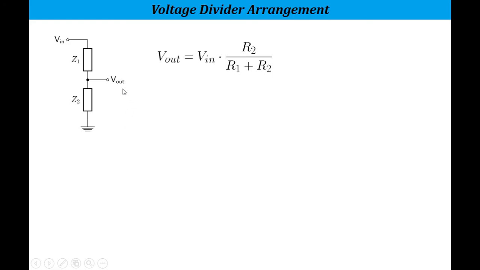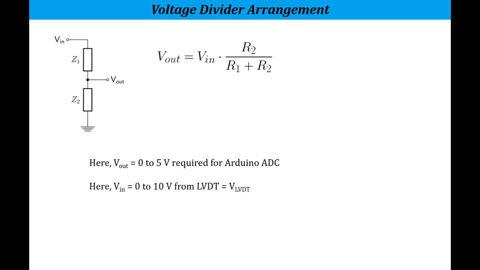The formula for V out is V in times R2 upon R1 plus R2. Here V out is the output voltage, between 0 to 5 volt, that is required for the Arduino ADC. And V in is 0 to 10 volt, which will be received from the LVDT. So if you put in the values, you will get V out equal to 1 upon 1 plus 1 into 10, equal to 5 volt. So the resistors that you have to use here are each 1 kilo ohm.